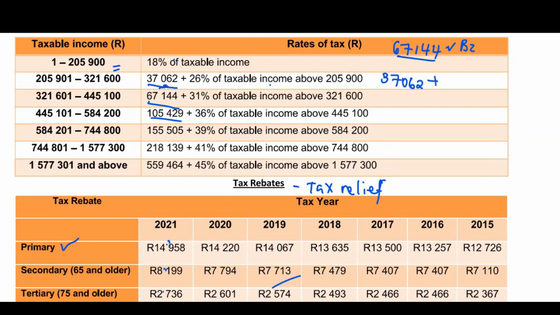37,062 rands plus 0.26. The 0.26, I took this 26 and divided it by 100. I get a decimal like that, into brackets. Now, into brackets, I'll take the maximum number here, which is this. I'll write it here. Then 600 minus the number I found here.